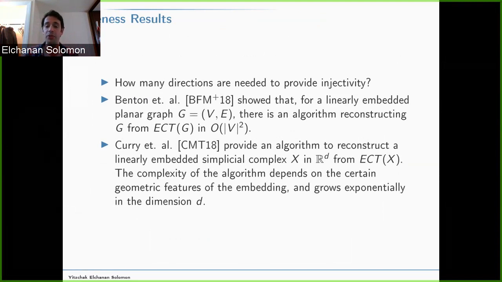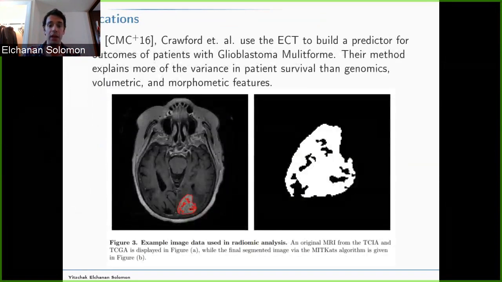But at the same time, they do have finiteness results that cover infinite families of linearly embedded simplicial complexes. So as long as that complex satisfies certain constraints on the geometry of the embedding, there's a bound on how many directions you have to probe in this reconstruction algorithm. But at the moment, I don't think there are any general finiteness results for more complicated embedded shapes.